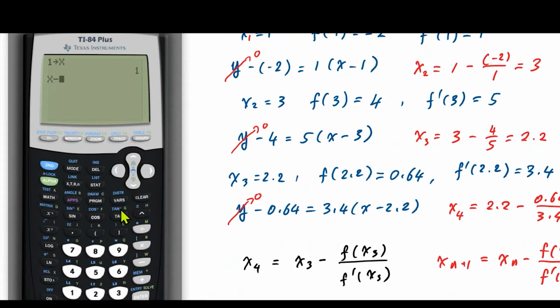And this works with the 83 and 84. 84 has a hotkey command, but 83 people, variable, scroll right, variable, number 1, function, and there's your y1. You get it? I'm going to show you one more time. Divide by, now we need y2, which is this, right? This part, f prime, is our y2. So variable, scroll right, y variable, and our y2. You know what I'm saying?